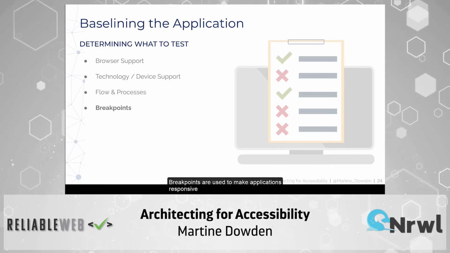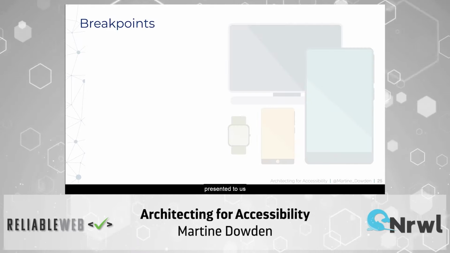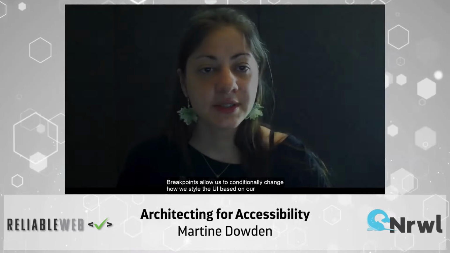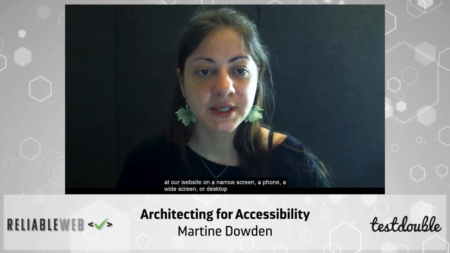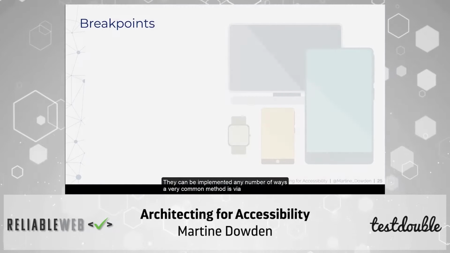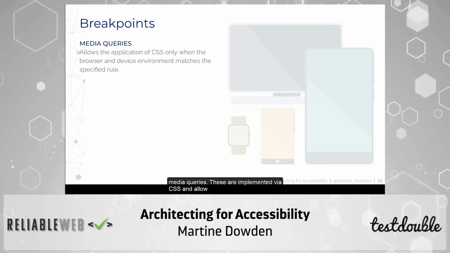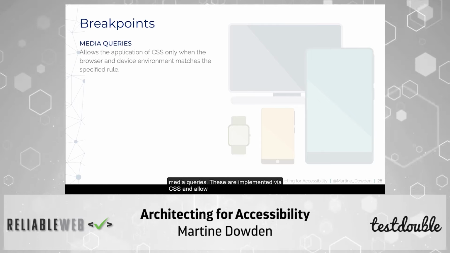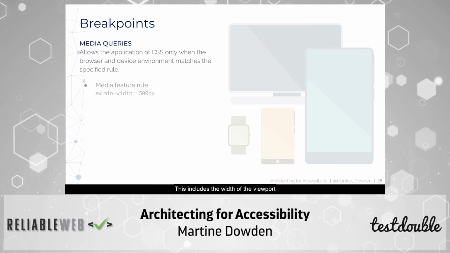Breakpoints are used to make applications responsive and therefore alter how the user interface is presented to us. Breakpoints allow us to conditionally change how we style the UI based on our environment. Layout can therefore be adjusted depending on if we are looking at our website on a narrow screen, a phone, a widescreen, or desktop. They can be implemented any number of ways. A very common method is via media queries. These are implemented via CSS and allow for styles to be applied conditionally based on the current state of the environment.